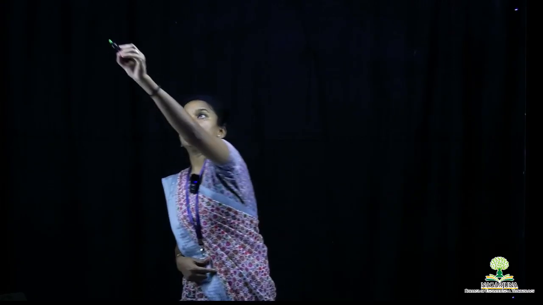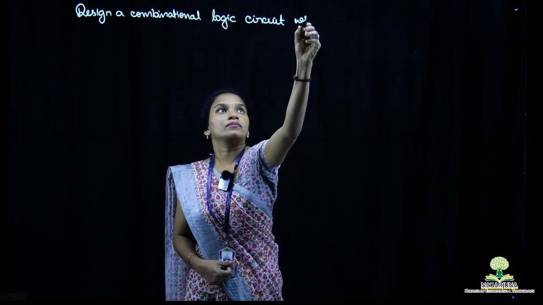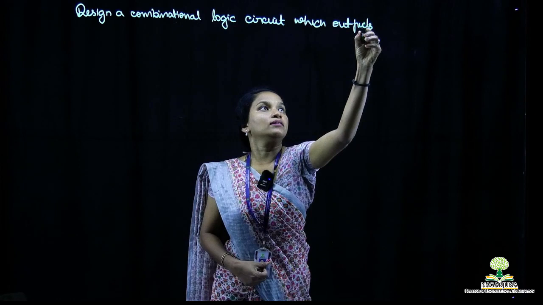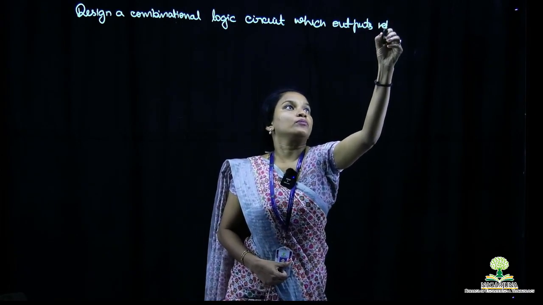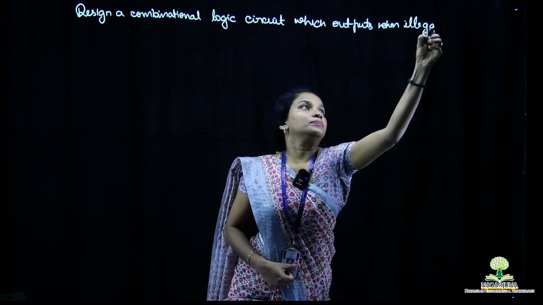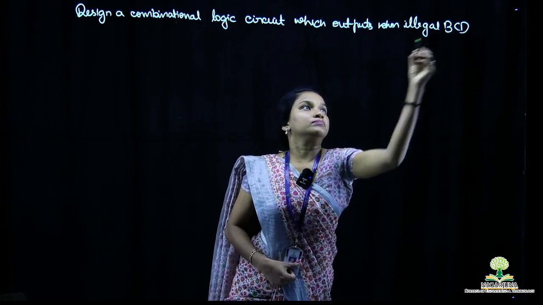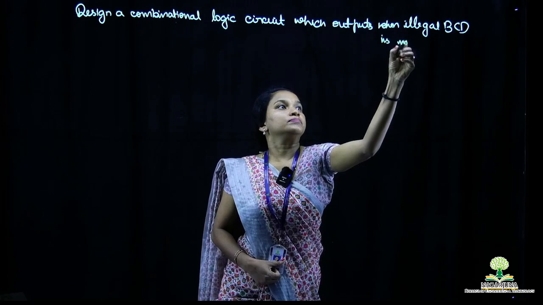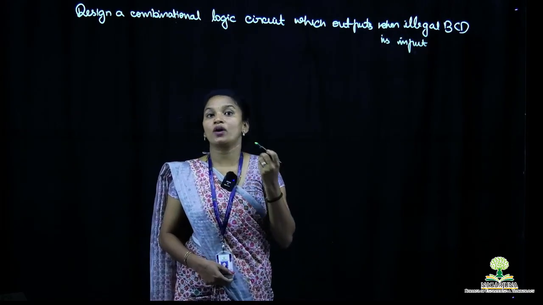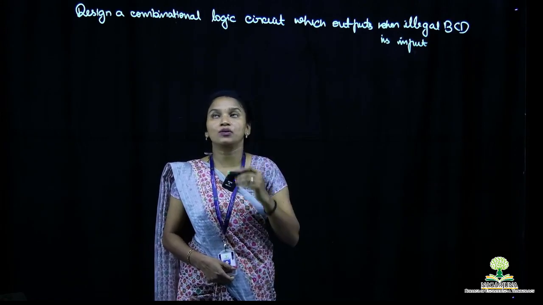Today we will learn how to design a combinational logic circuit which outputs when its input is illegal BCD. So we will be having 6 steps to design the circuit. Let me write the first 6 steps which you have to know before we start with the problem.